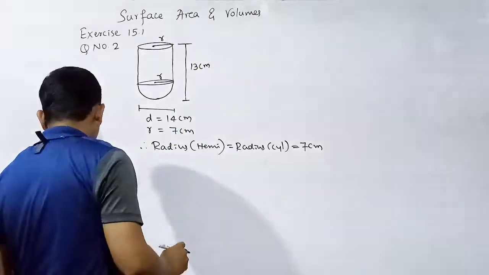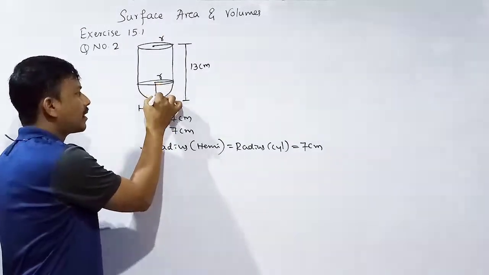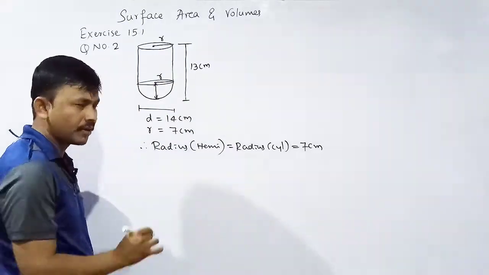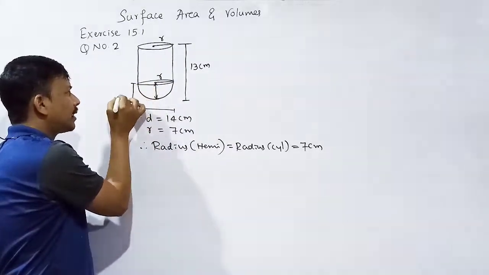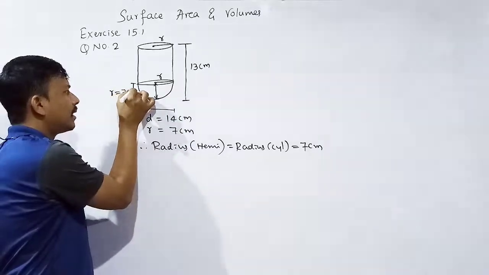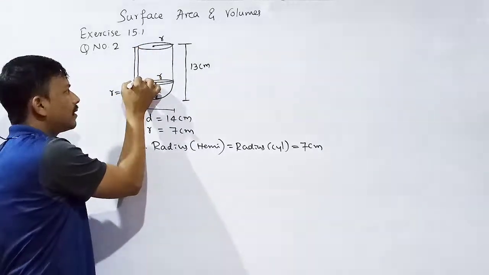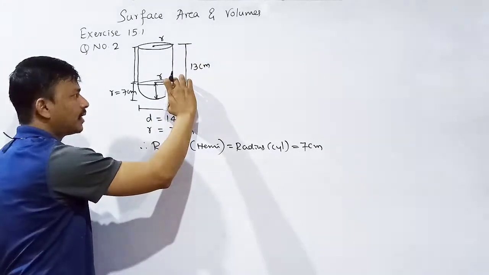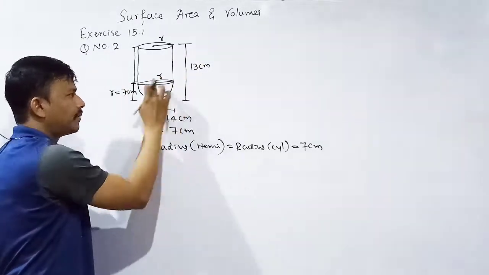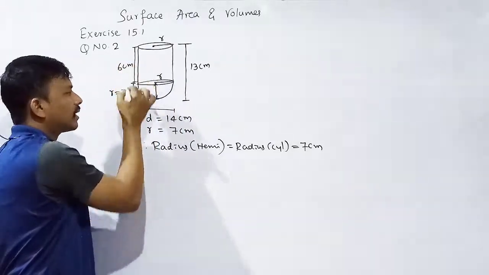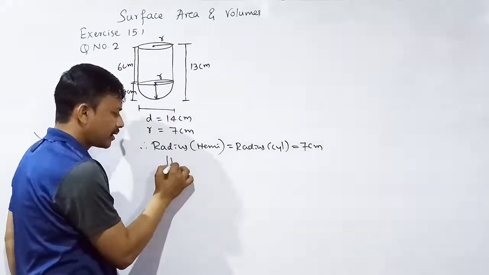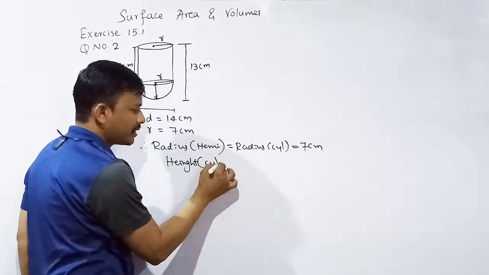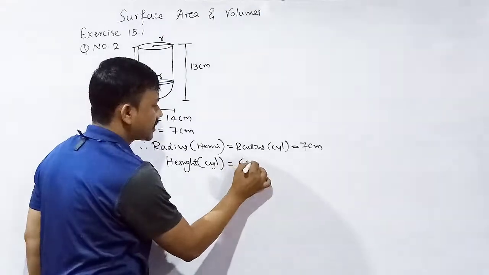But in which we need to subtract the radius of the hemisphere. Yes or no? After subtracting the radius of the hemisphere, that is 7 centimeter, what will be the height of the cylinder? 6. Okay, total is 13. The radius of the hemisphere is 7. 13 minus 7 is 6 centimeter. Correct? Therefore, the height of the cylinder is equal to 6 centimeter.